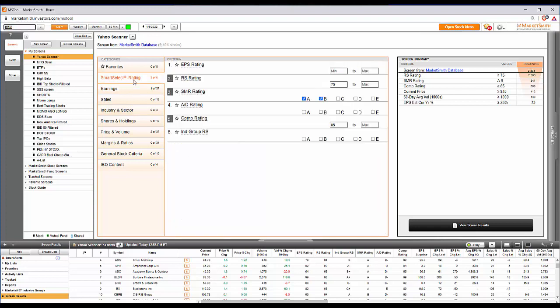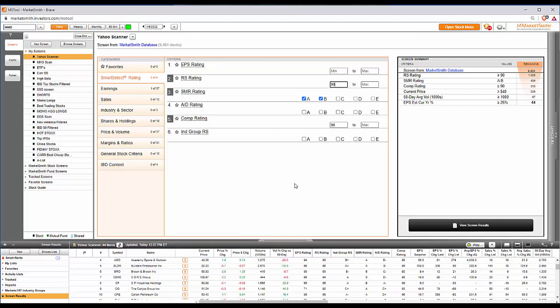I'm going to go back up to my Smart Select ratings. I'm going to increase my relative strength to 85. Let's try that. I'm trying to get down to around 40 stocks. We're at 64. Okay, let me move up my comp rating to 90. Let's see where that leaves us here. 59. Okay, well, let's take the relative strength then on up to 90. Where does that go? 44. Perfect. Okay. So we've got 44 stocks.